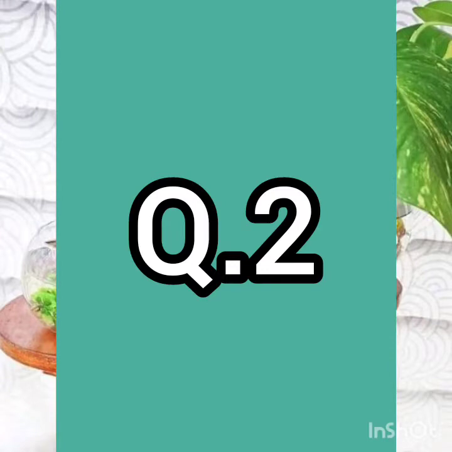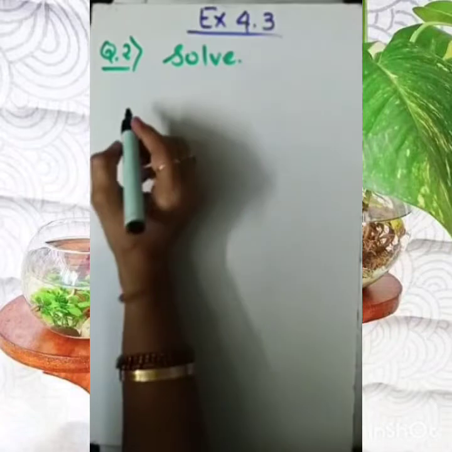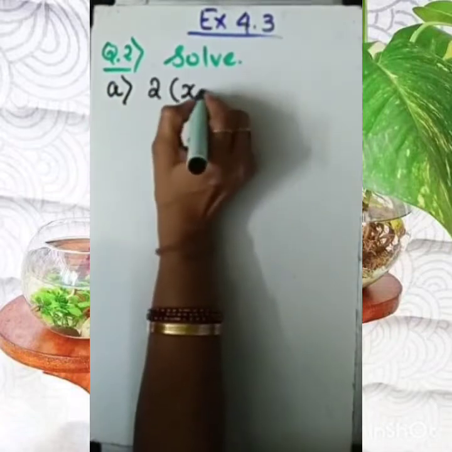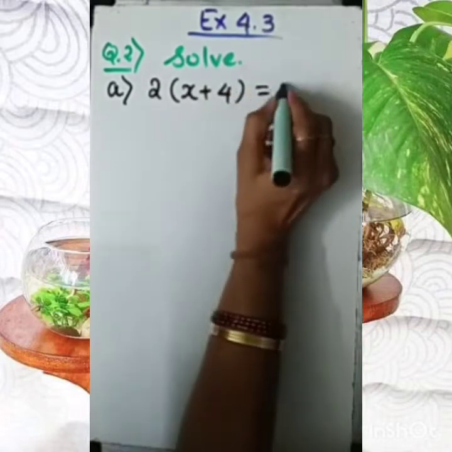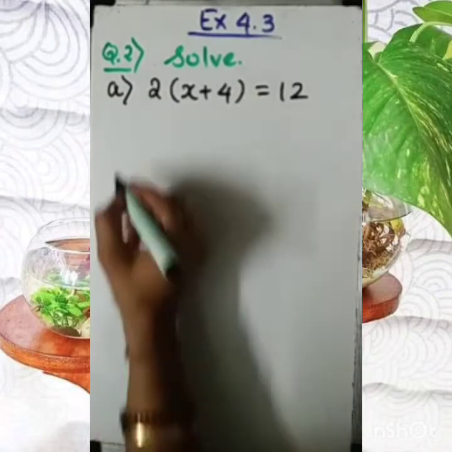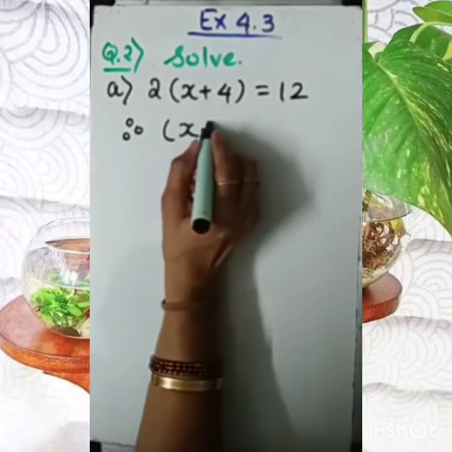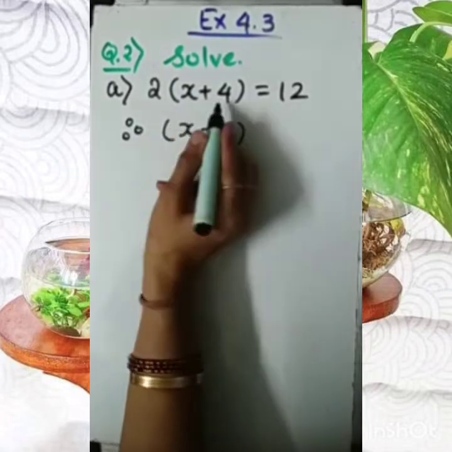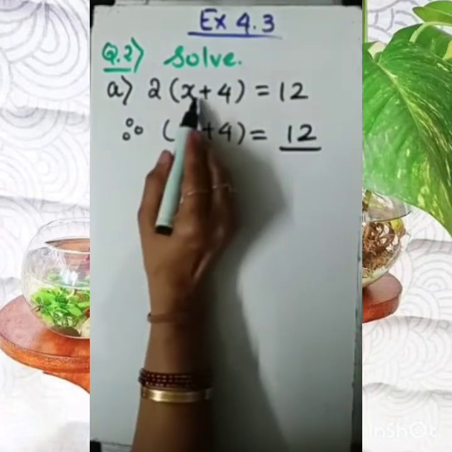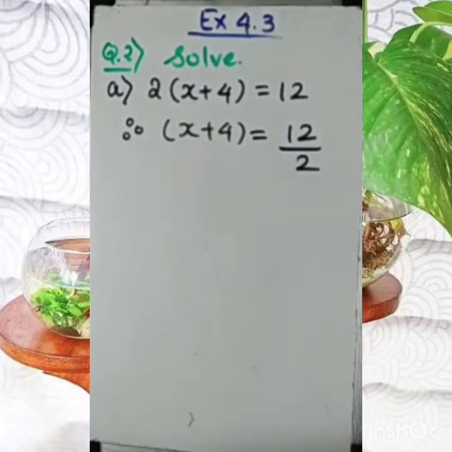So dear student, here in question number 2 we are given: solve the following equations. In that, a1 which we are given is 2 in bracket x plus 4, that is equal to 12. Dear student, this equation we are given is quite easy. How to do here? Both these brackets are connected with 2 into x plus 4, and 12 is already there. They are connected with a product sign. This side is multiplication, so on the other side it will become the denominator.